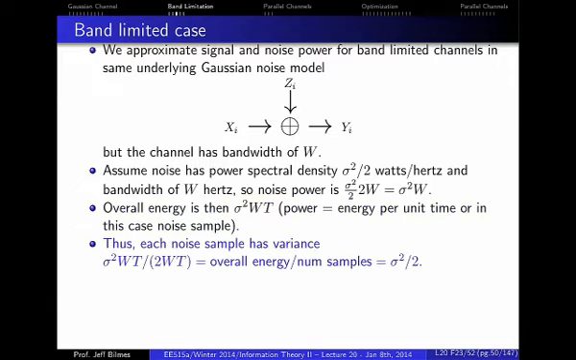And each noise sample has a variance, which is the energy divided by the number of samples. So the energy per sample is going to be sigma squared over 2. So this is the variance of the noise.